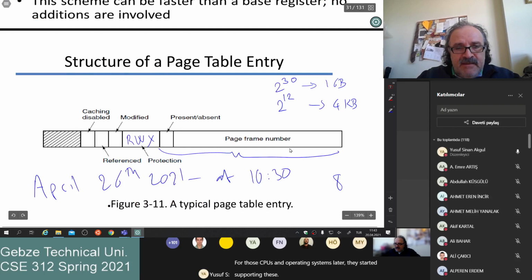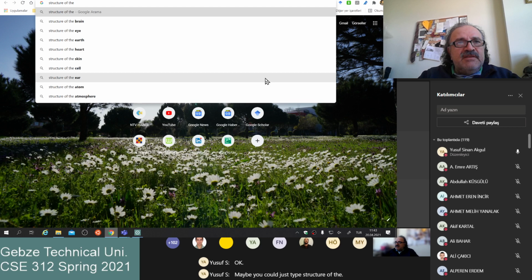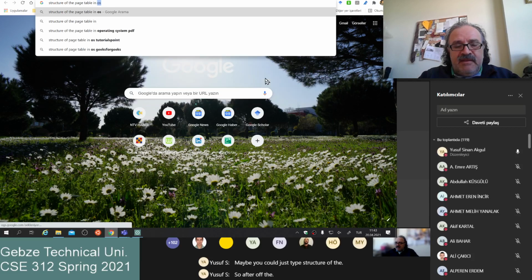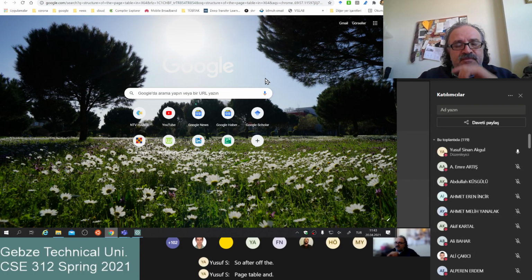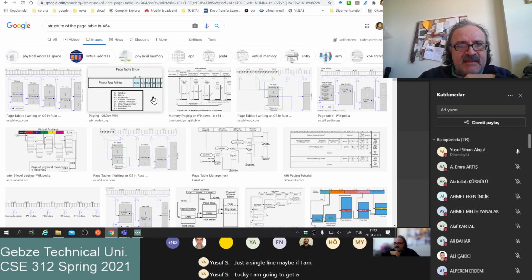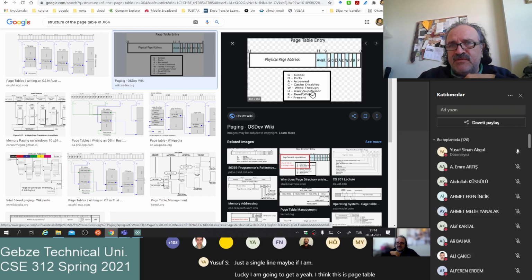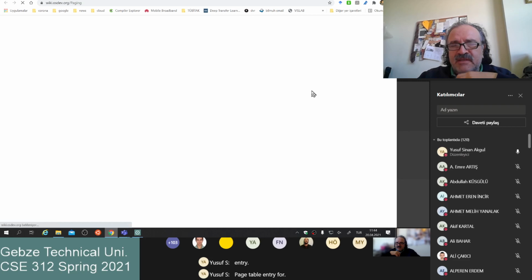Maybe you could just type the structure of the page table in x64, just a single line. Maybe if I am lucky, I am going to get, I think this is the page table entry for, can I go in there?